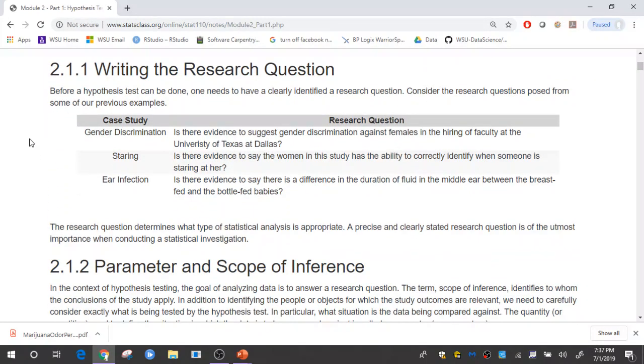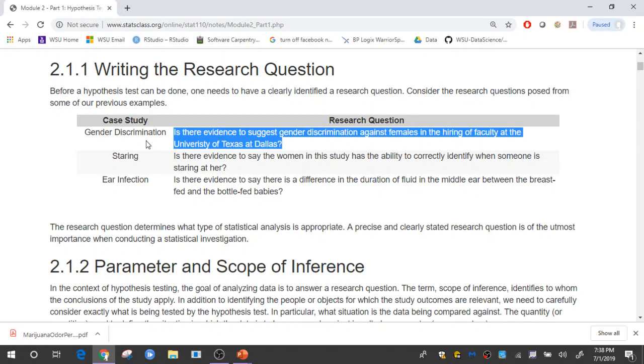The first step in conducting a hypothesis test is the writing or identification of the research question. We will discuss three examples here, or three case studies that we've considered previously. The gender discrimination case study. The research question or question of interest for that case study was, is there evidence to suggest gender discrimination against females in the hiring of faculty at the University of Texas at Dallas?